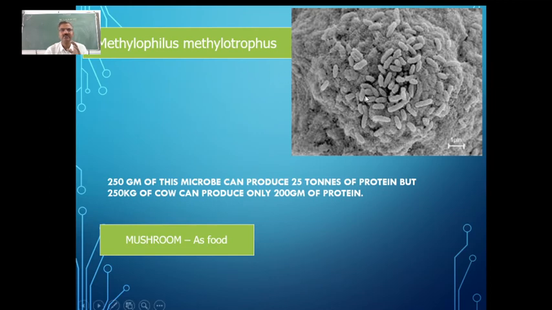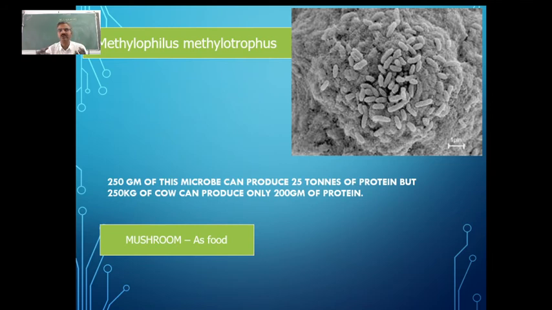And we have another bacteria called Methylophilus methylotrophus. If you take 250 gram of this Methylophilus methylotrophus bacteria, it can produce about 25 tons of proteins. 250 gram of Methylophilus methylotrophus yields us about 25 tons of protein, whereas 250 kg of cow can give us only 200 gram of protein. You can look at the rate at which they can give us the nutrients.